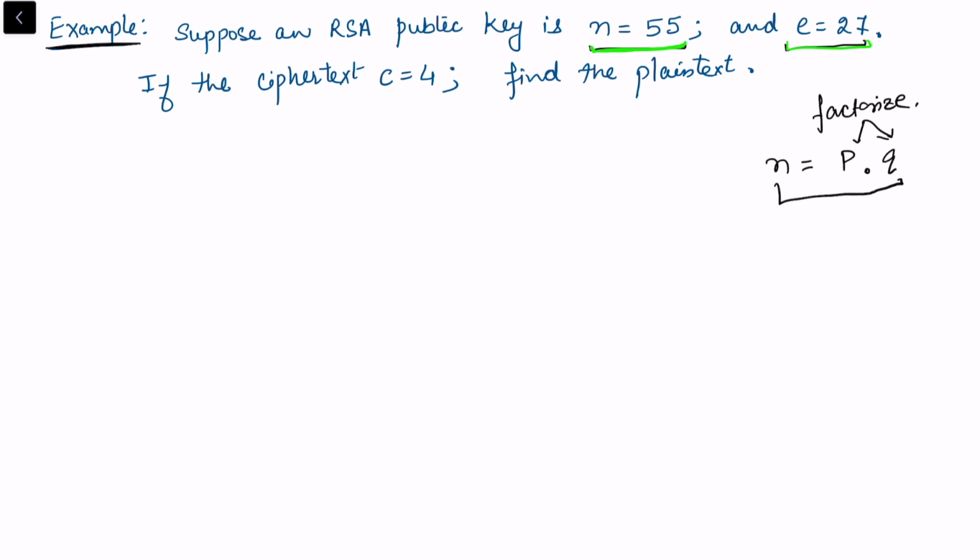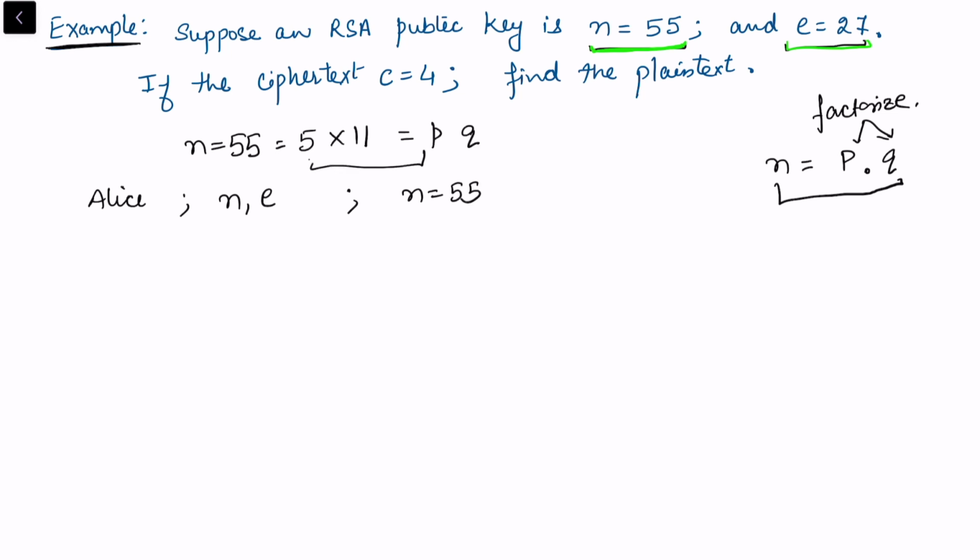But in this question, because we just want to see how the system works, we may consider that N is equal to 55 and this is the product of 5 into 11. So 5 is one prime and 11 is the other prime. Now we notice that Alice has this information public, that is N and E. N is given as 55 and we know the primes P and Q: P is 5, let's say Q is 11, and we have access to E, that is 27. This was the public information. In the private information, we need to know D, P, Q.